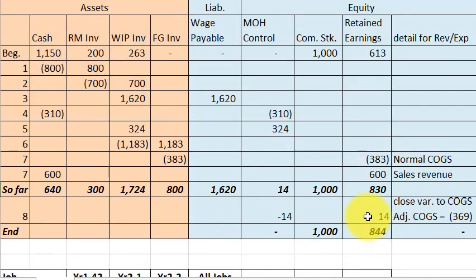Our $383 of cost of goods sold, normal cost of goods sold, minus this $14 adjustment gives us an adjusted cost of goods sold of $369. This $369 is the expense that will actually show up in our financial statements. If you check, you'll see that at the end of all this, our total assets are still equal to our total liabilities and total equity. Let's take a quick look at the financial statements to close out this example.